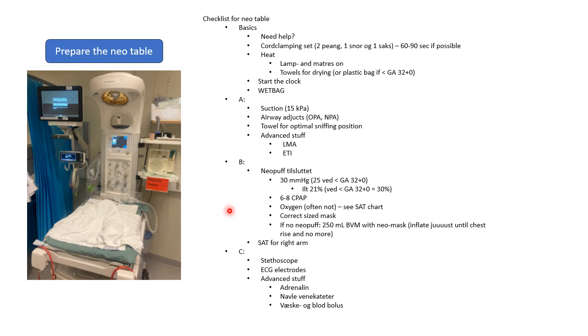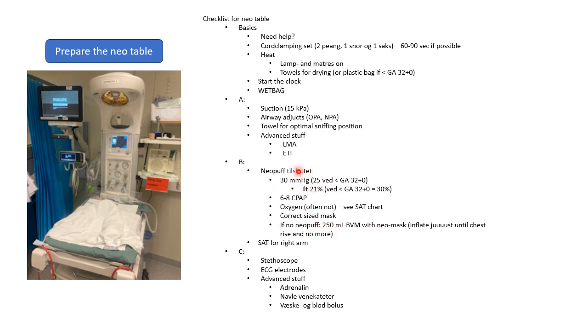And the saturation will rise over the first 10 minutes. So if it hasn't risen enough during the first 10 minutes, then you'll use more oxygen. Then you'll put the CPAP settings on 4 to 6 or 6 to 8, depending on guidelines. Canadian guidelines say 6 to 8, and European, I think, says 4 to 6, as on the flow chart you just saw. You want to use the correct size mask, and you want to have several to choose from. And if you don't have a Neopuff, then you will use the 250 milliliter bag-valve mask.